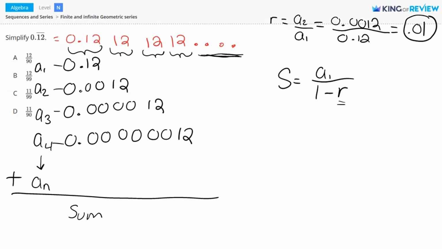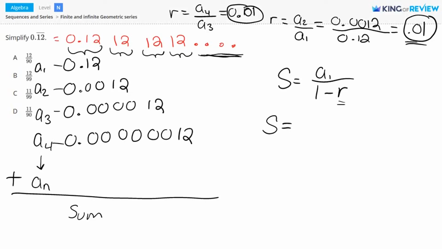Now you could have used other values to determine the common ratio. For instance, R equals A4 over its previous term, which is A3. So when you divide these numbers out, you would get 0.01, which is the common ratio that we found here. So it doesn't matter which terms you choose as long as the denominator is the previous term of the numerator. So now that we know what the common ratio is, we can figure out the sum.